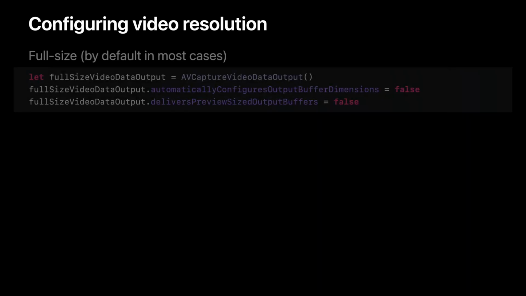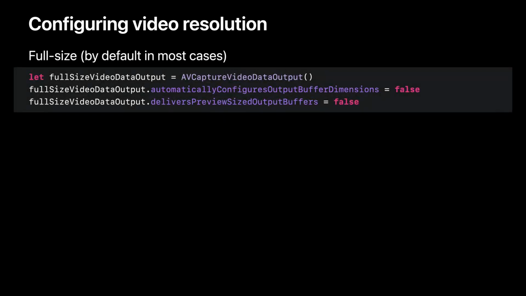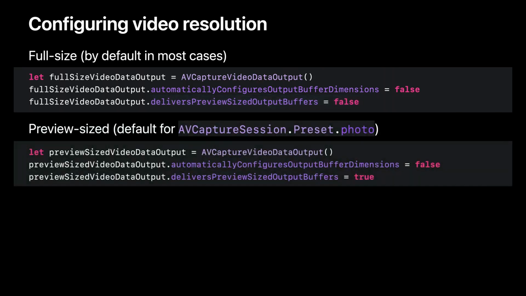There are many ways to configure the resolution of your video data output. For full-size output, first, disable automatic configuration of output buffer dimensions. Then, disable delivery of preview-sized output buffers. In most cases, however, the video data output is already configured for full-size output. For preview-sized output, again, disable the automatic configuration, but instead, enable delivery of preview-sized output buffers. This is enabled by default when using the Photo AV Capture Session preset.